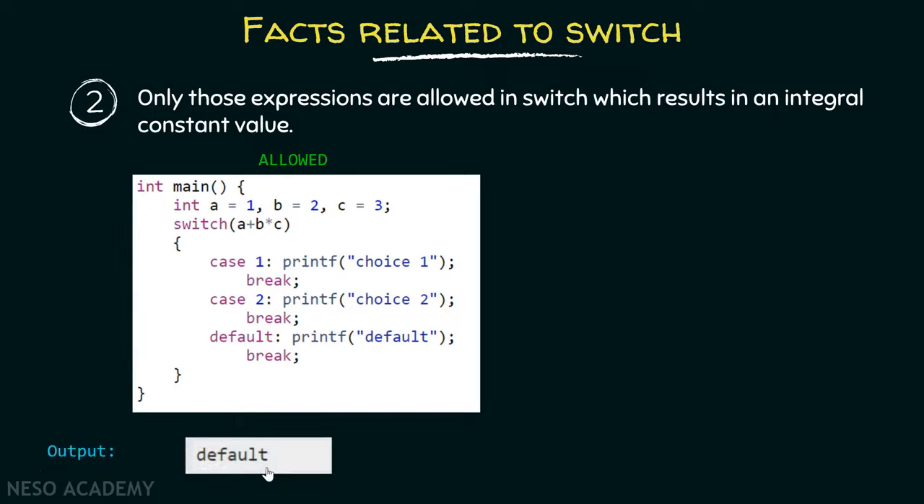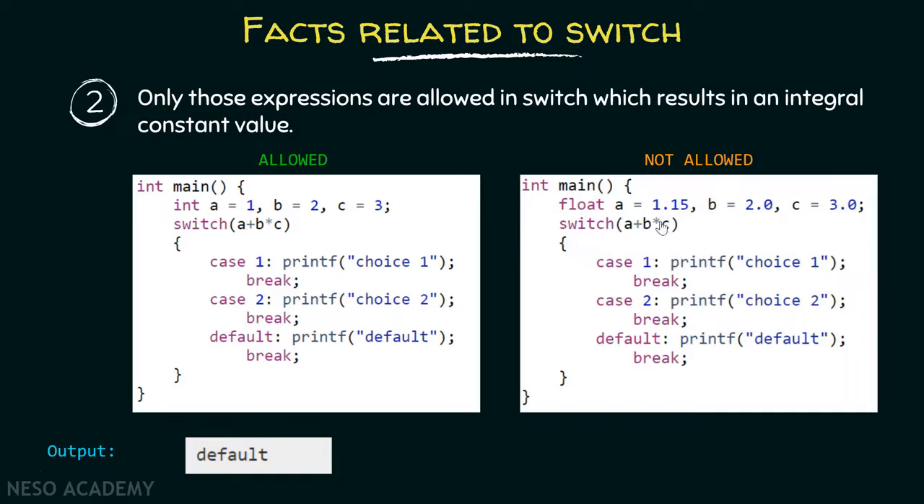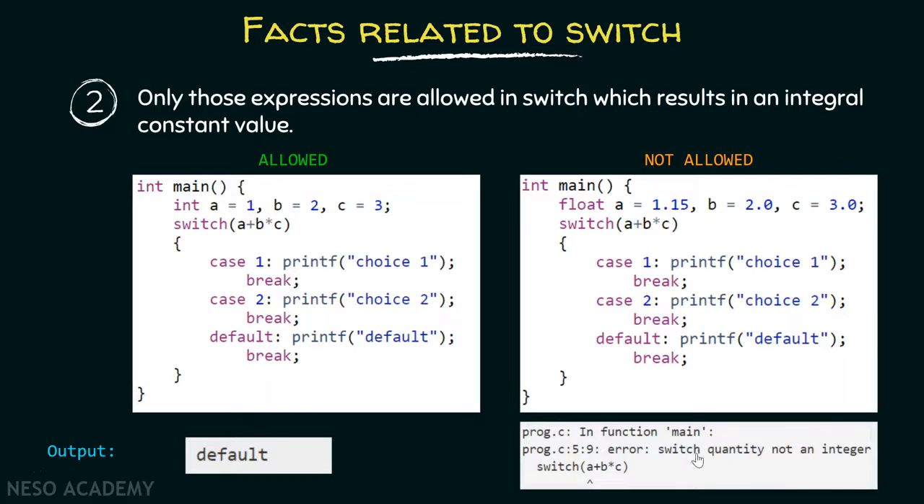and hence the output is default, right? On the other hand, here I have declared 3 variables of float data type. And of course, this expression will evaluate to a float value, right? Now this is not allowed. As I already told you, only those expressions are allowed in switch which results in an integral constant value. Here it returns a float value, therefore it will simply produce an error. That is switch quantity not an integer. Okay? Let's consider the next fact.